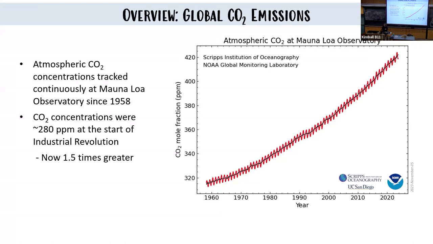And so what we can see here, let's see, I'm going to get my laser. I don't have an actual laser, so I'm going to use the computer's one. We have atmospheric carbon dioxide concentrations on the y-axis, tracked continuously through time at the Mauna Loa Observatory in Hawaii from 1958 to today. And so we can see that our carbon dioxide concentrations are increasing, and that before the Industrial Revolution, which isn't plotted here, concentrations were around 280 parts per million, and now they're 1.5 times greater than that.